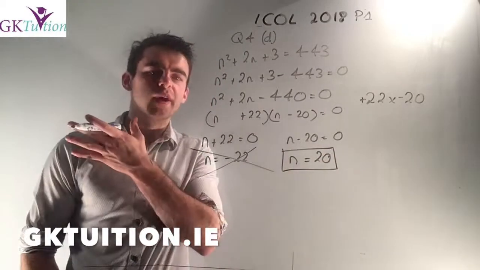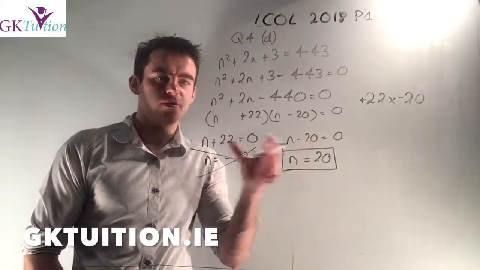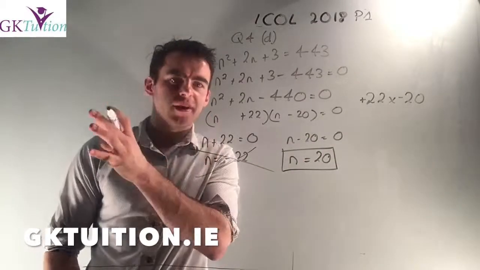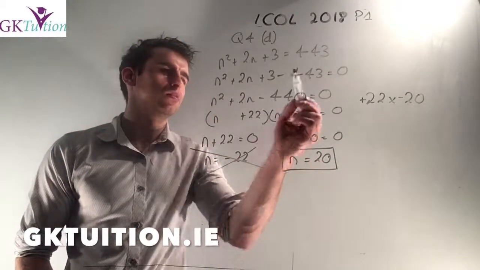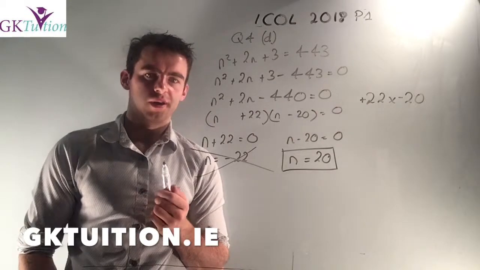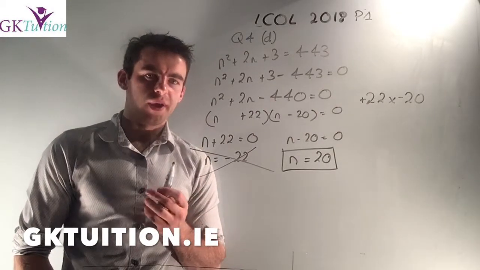If you had written out the first 20 patterns in this sequence, the 20th one would have had 443 tiles. So I hope that makes sense.